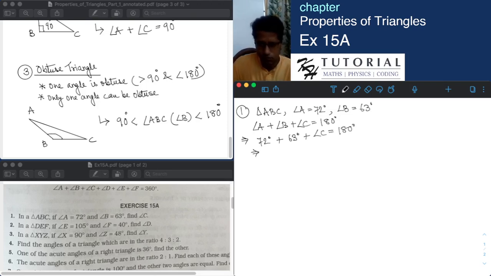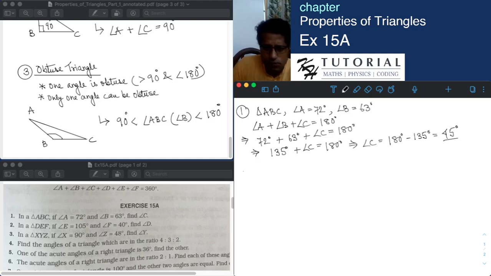This implies 72 plus 63 is 135 degrees, plus angle C equals 180 degrees. So this implies angle C equals 180 degrees minus 135 degrees. This is equal to 45 degrees. So angle C is 45 degrees.